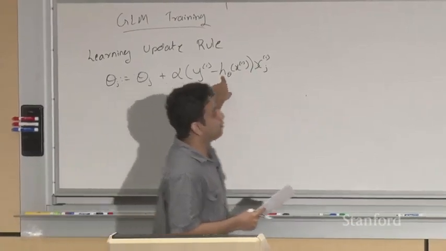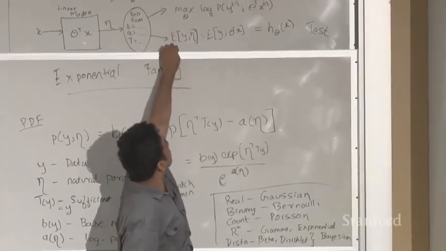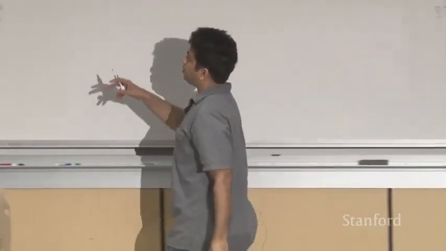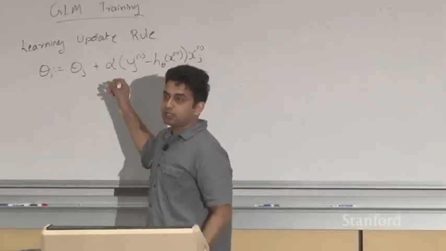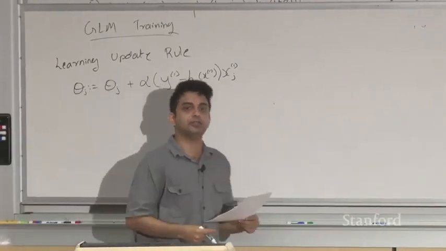You plug in the appropriate h theta of x, depending on the choice of distribution that you make, and you can start learning. Initialize your theta to some random values, and you can start learning.